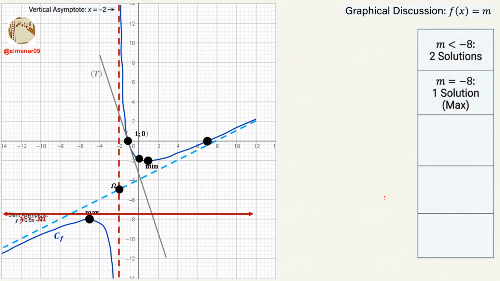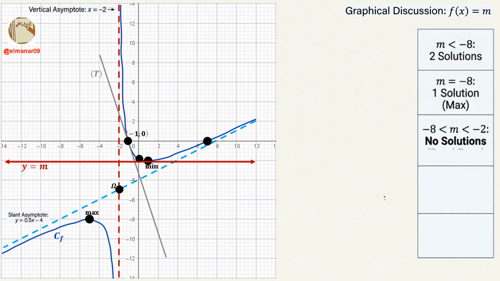3. The dead zone, -8 less than m less than -2. Now look at that gap in the middle. If our line m is between -8 and -2, it doesn't touch the blue curve at all. It's empty space, folks. We call that no solutions. 4. When m hits exactly -2, we've reached the bottom of the upper branch. The line touches the local minimum. Just like before, that's one solution, the min.